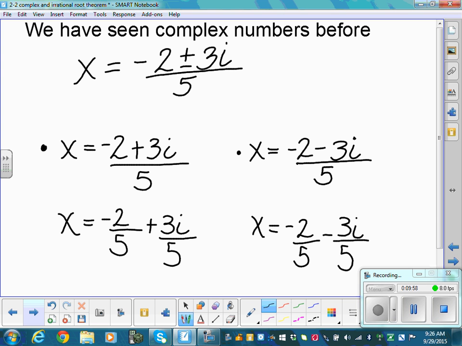Now look, this is in the form of a complex number: a, there's our real part, plus bi, our imaginary part. Does everybody see it? Same thing with subtraction. We could split it up and say -2 over 5 minus 3i over 5, and it's in the form of a complex number, a plus bi. So if you had this, would you know how to split it up and rewrite it as a complex number, now that I just showed you?